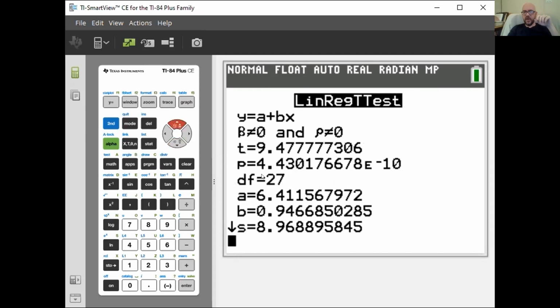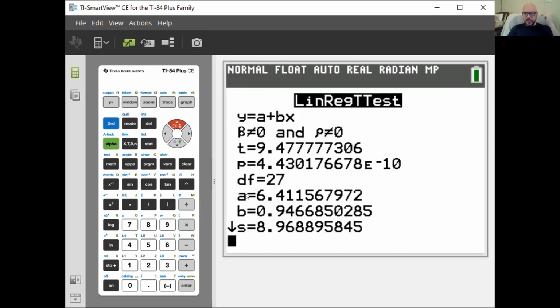The thing we care about is A and B, these two things right here, because the function or the equation that it is making, remember we're trying to make a linear equation here to model our data, is y equals a plus bx, where a is this 6.41 and b is 0.947, right?